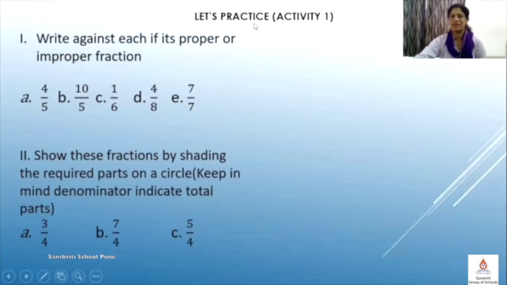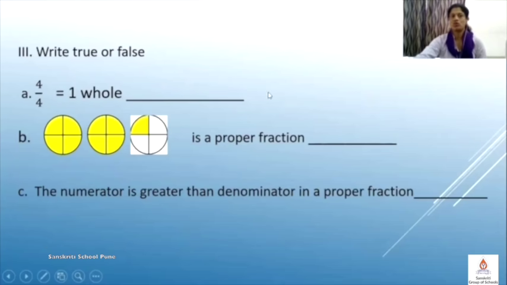This is your practice activity 1. Question number 1 says, write against each if it's a proper or improper fraction. The clue for this will be, observe the numerator. The second question says, show these fractions by shading the required parts on a circle. So keep in mind the denominator as it indicates the total parts. You need to draw a circle, divide it into the number of parts as indicated by the denominator and shade that many parts. Then write true or false. This could be very simple for you.